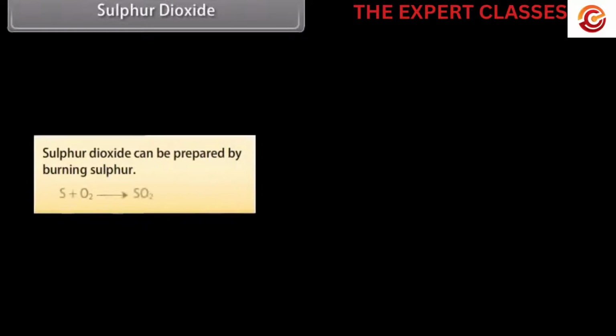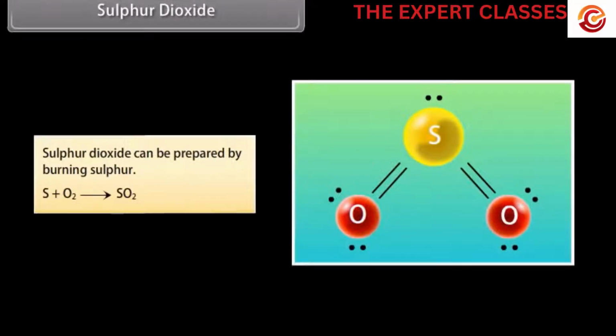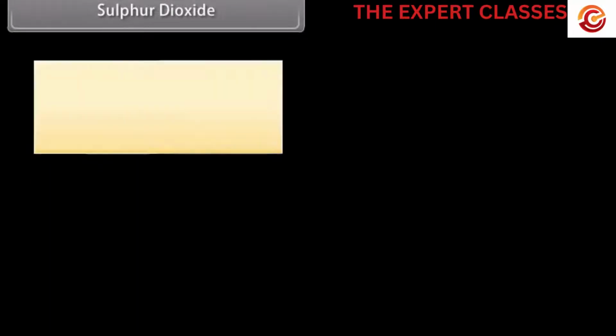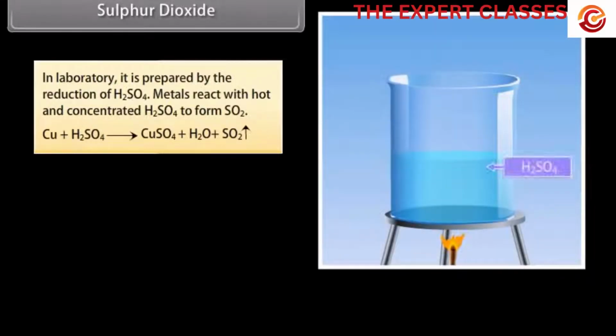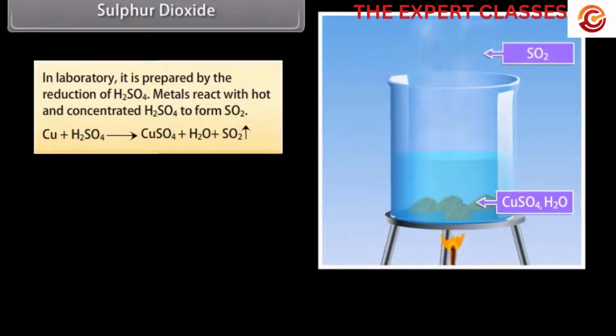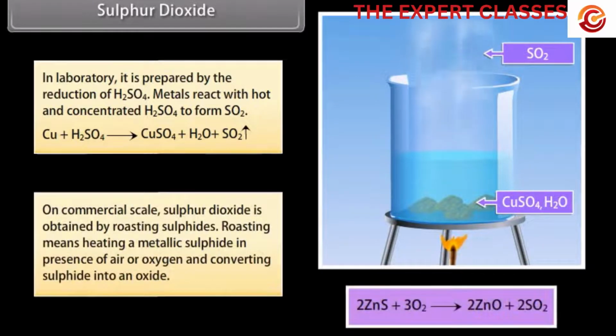Sulfur dioxide. Sulfur dioxide can be prepared by burning sulfur. In the laboratory, it is prepared by the reduction of H2SO4. Metals react with hot and concentrated H2SO4 to form SO2. On a commercial scale, sulfur dioxide is obtained by roasting sulfides. Roasting means heating a metallic sulfide in the presence of air or oxygen and converting the sulfide into an oxide.